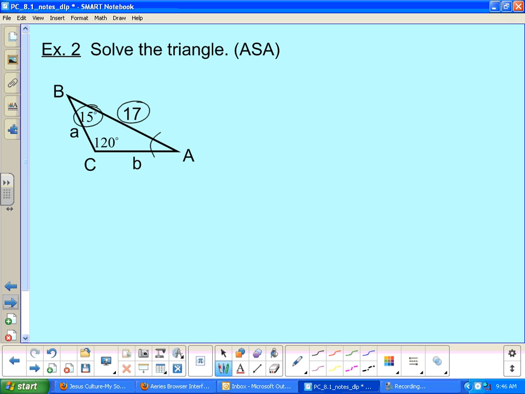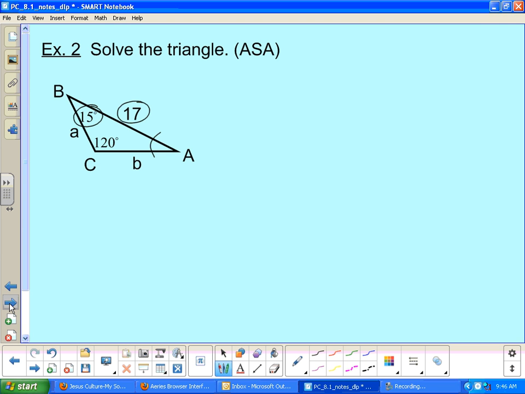Yes, Sophia? Will you always tell us if it's ASA? I will not. You're going to have to know by looking at the triangle. I will not tell you what kind it is, nor will I tell you what law to use. You're going to have to figure out what law to use based on the triangle.